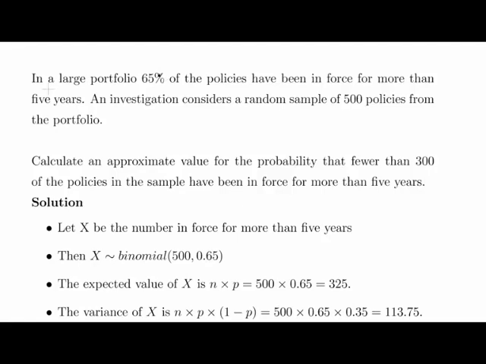In this presentation, we're going to look at how to use the normal distribution to approximate the binomial distribution. In a large portfolio, 65% of the policies have been enforced for more than 5 years. An investigation considers a random sample of 500 policies from this portfolio. Calculate an approximate value for the probability that fewer than 300.